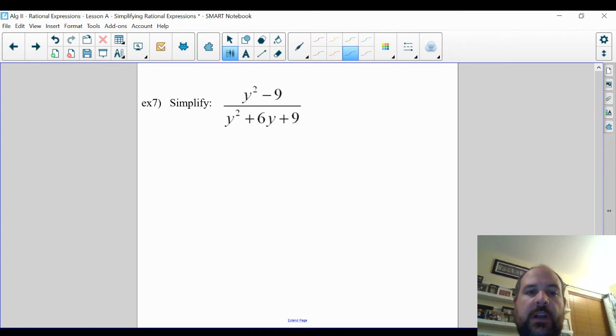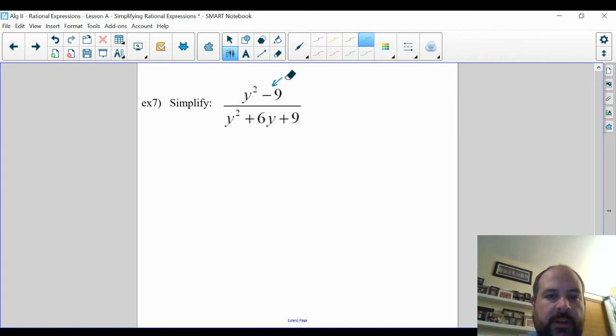We have y squared minus 9 over y squared plus 6y plus 9. So here what we're going to do is we're going to check. And again, remember, I'm not allowed to cancel terms. I have to cancel factors, which means first thing I'm going to do is look at the numerator. When I look at the numerator, I see that this is a difference of squares.